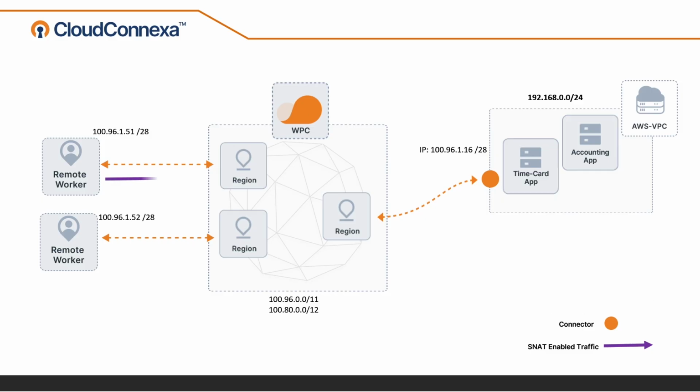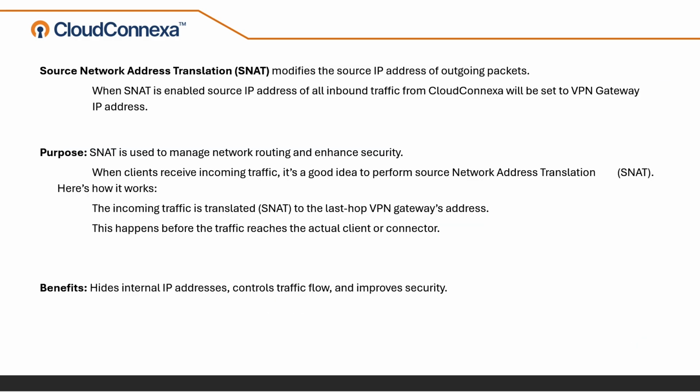Okay, this was a quick introduction to Source Network Address Translation, or SNAT. Just to summarize, SNAT is helpful in remote access scenarios to simplify routing configuration on a remote site. But at the same time, it can be helpful to disable it for auditing purposes or for solutions such as voice over IP that may not work correctly with SNAT. Remember, Source Network Address Translation, or SNAT, modifies the source IP address of outgoing packets.